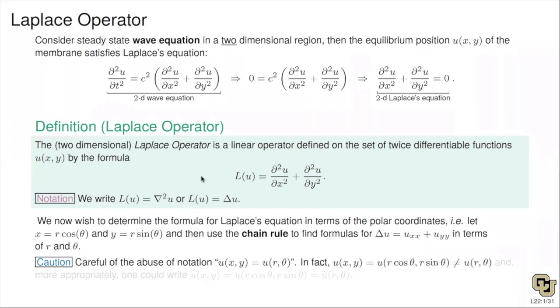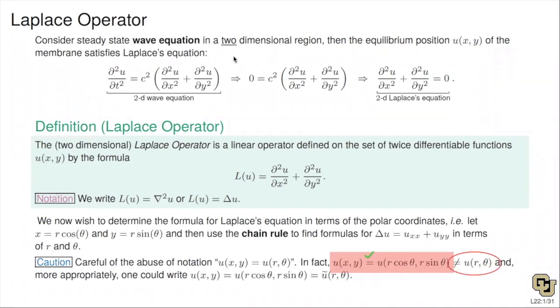So this is more appropriate to write. If we want to write anything, you can write u of xy equals u of r cosine theta comma r sine theta. Okay, that I'll accept. This is good. But to equate that to u of r theta, that's not right. So that's not good. So anyway, I'll let you think about that.